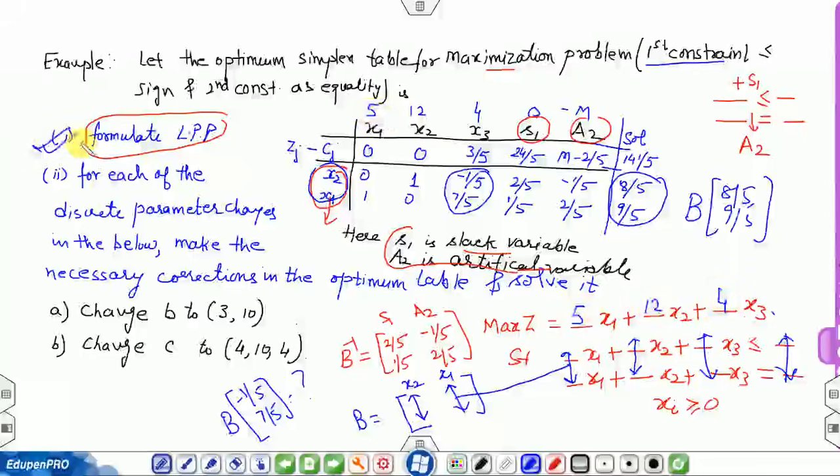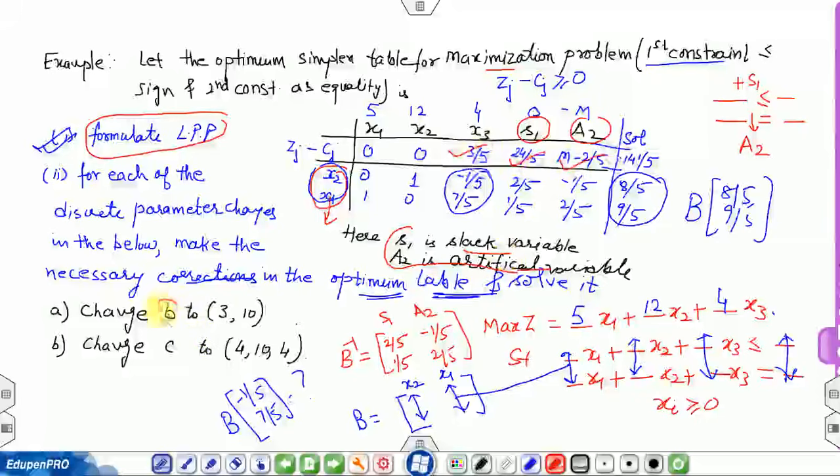That's quite easy. Second part, for each of the discrete parameter changes, make the necessary correction in the optimal table. Remember, it should be the optimal table. So check whether this is the optimal table or not. Yes, it is the optimal table because this is maximization, and for maximization Zj minus Cj should be greater than or equal to 0. So this is greater than 0, this is greater than 0, this is greater than 0, this is greater than 0.